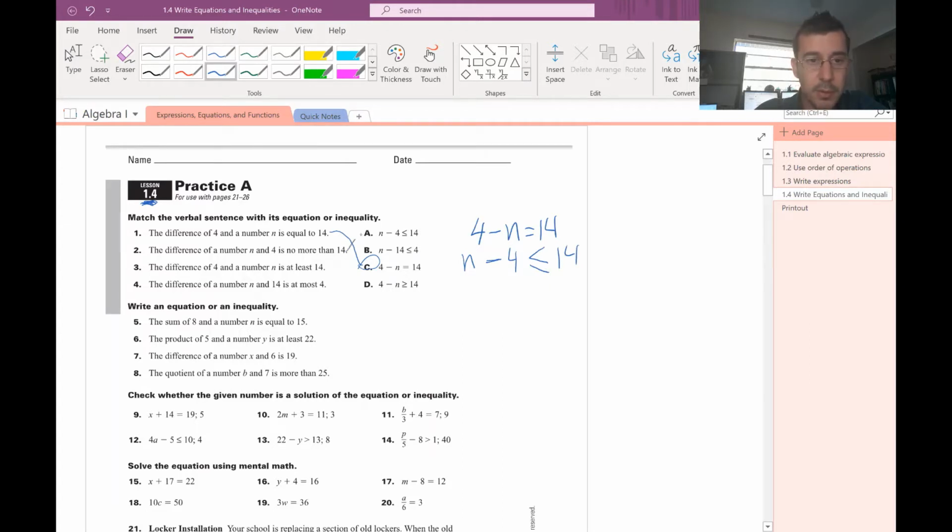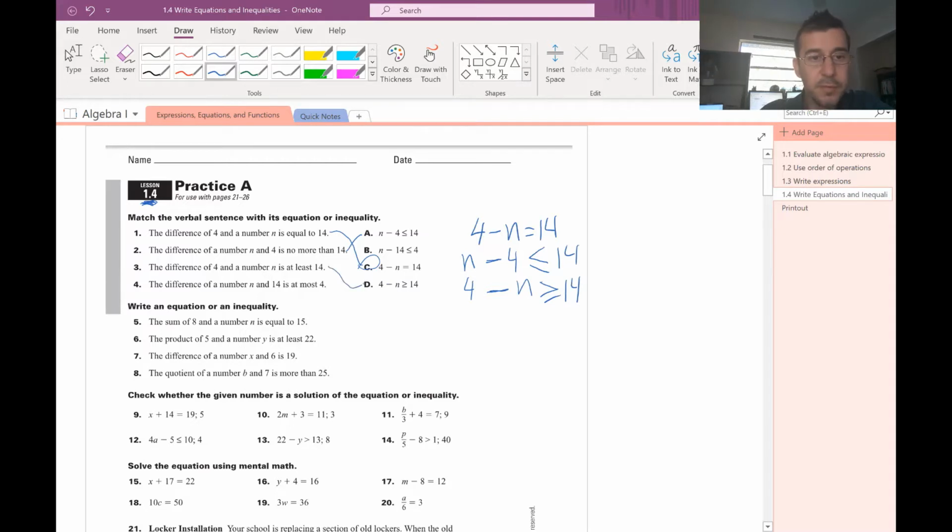So 2A. Number 3, the difference of 4 and a number n, so that's subtraction, is at least 14. So it's greater or equal to 14. So 4 minus n is greater than or equal to 14. So that's D. So 3D.